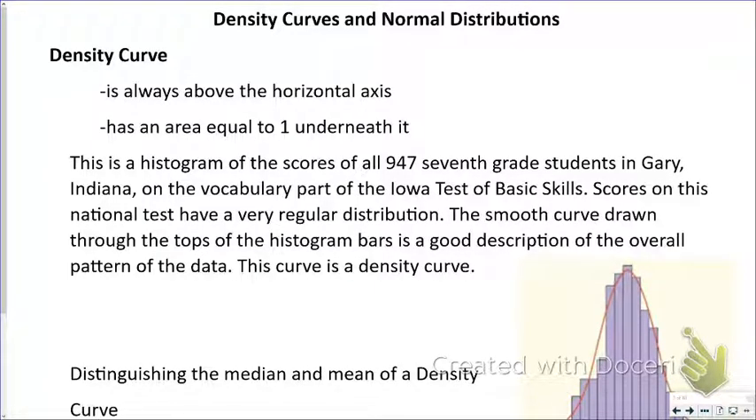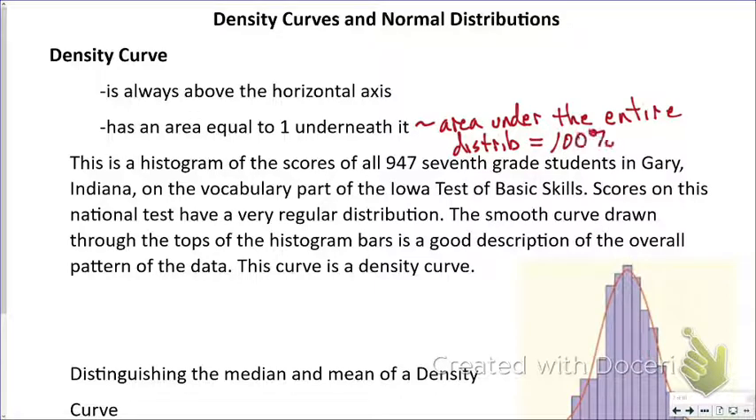So this is the area under the entire distribution, which should be 100% or 1.0.